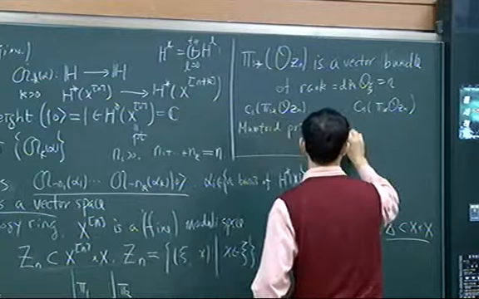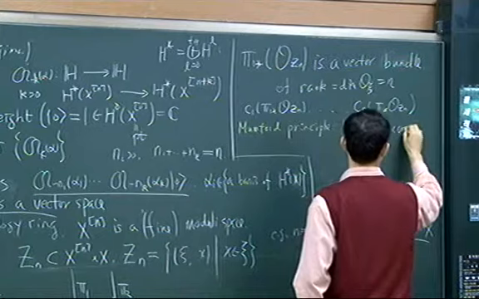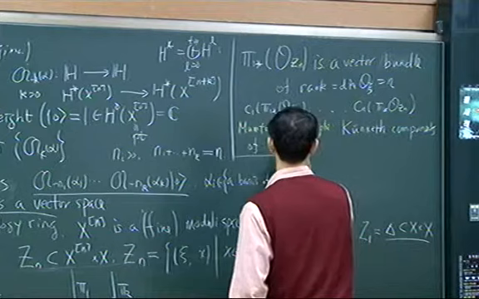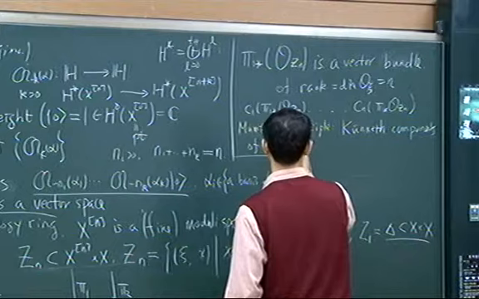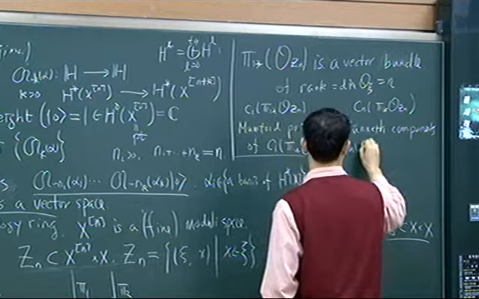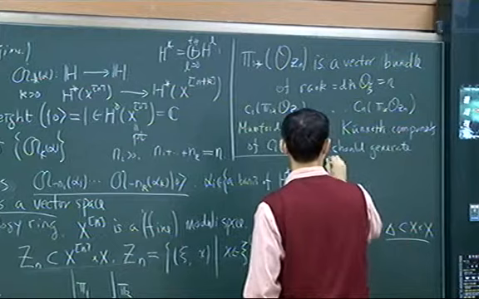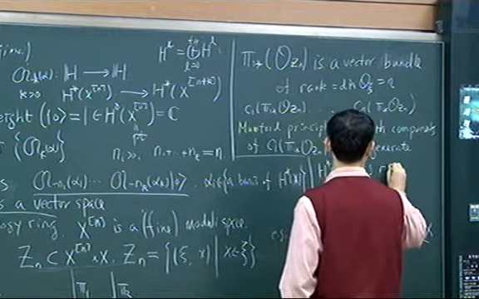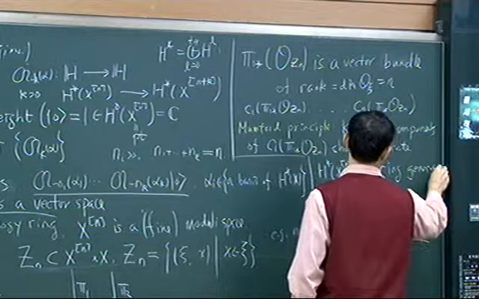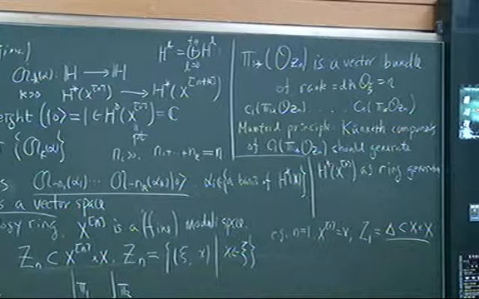Which means the Künneth components of Chern classes of these things should generate H star of X^[n] as ring generators. So in some sense, the Mumford principle gives you a way to find the ring generators. So definitely we should look for Chern classes.